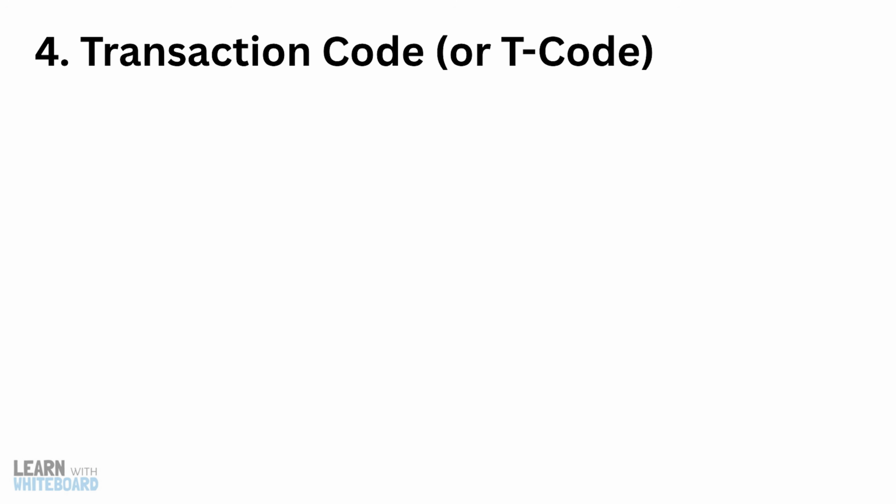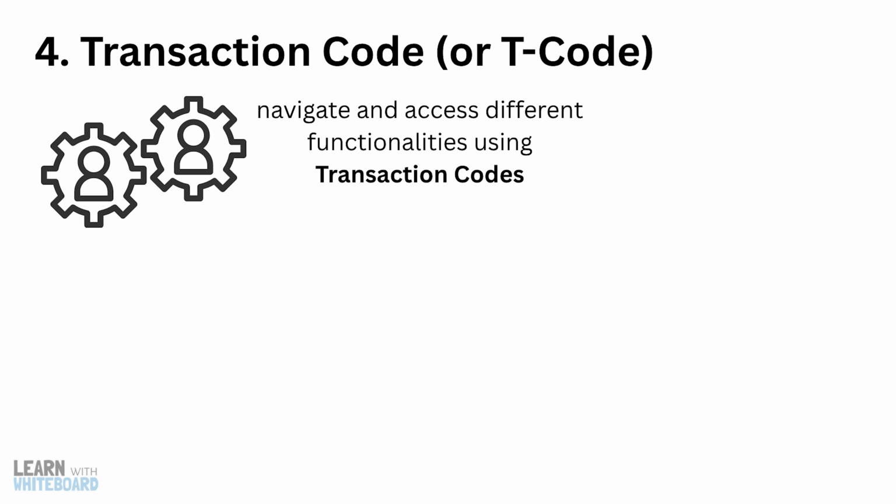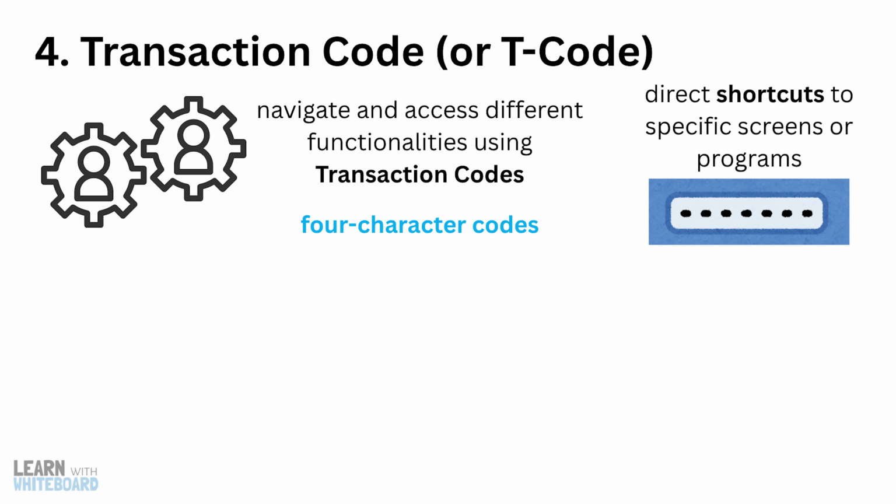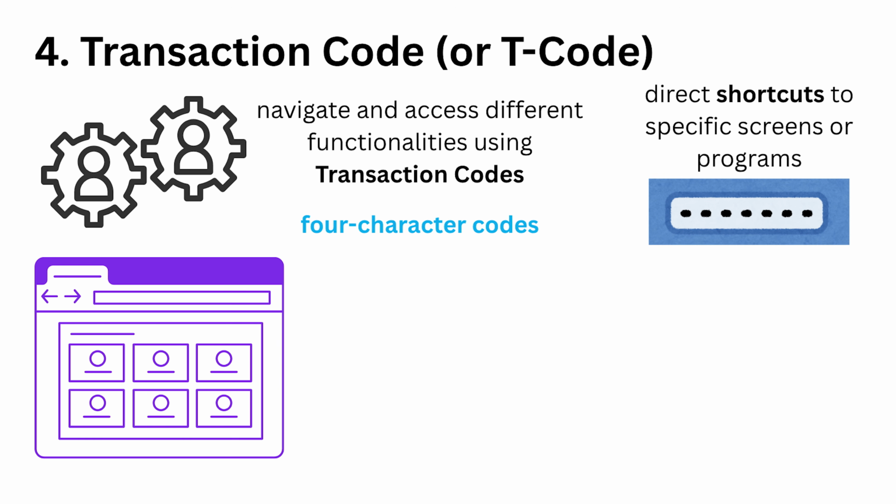Number 4. Transaction code, or T-code. In SAP, you navigate and access different functionalities using transaction codes, often abbreviated as T-codes. These are short, usually 4-character codes that act as direct shortcuts to specific screens or programs within the SAP system. Instead of navigating through multiple menus, you can simply enter a T-code in the command field to jump directly to the desired function. It's like speed dialing numbers on your phone.